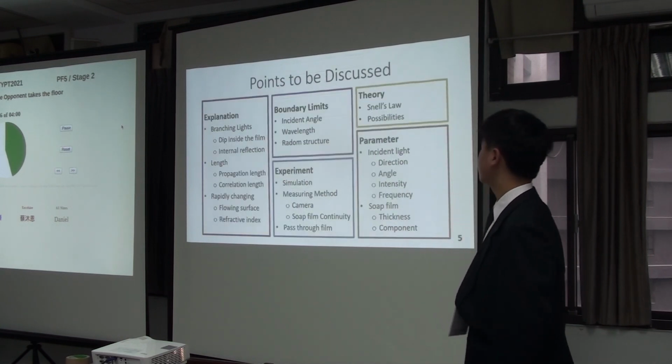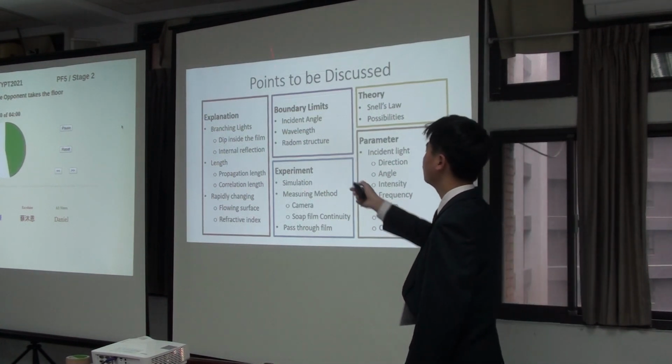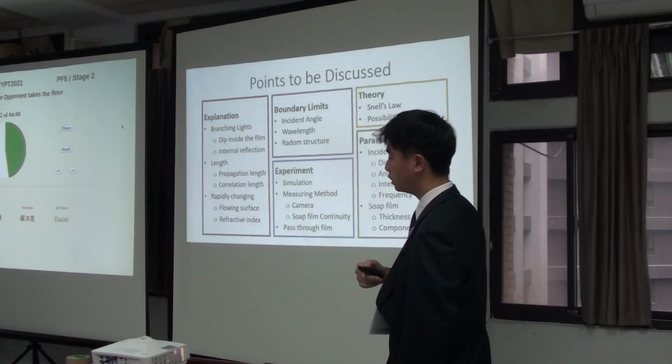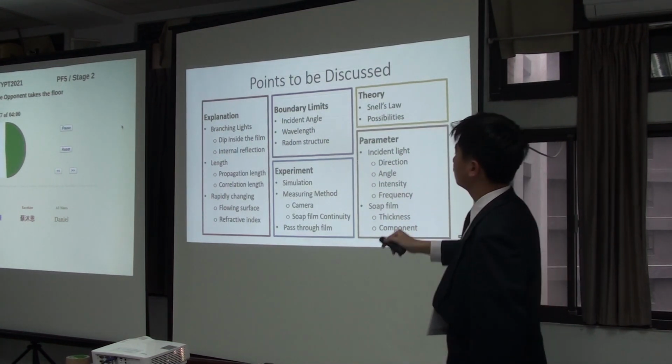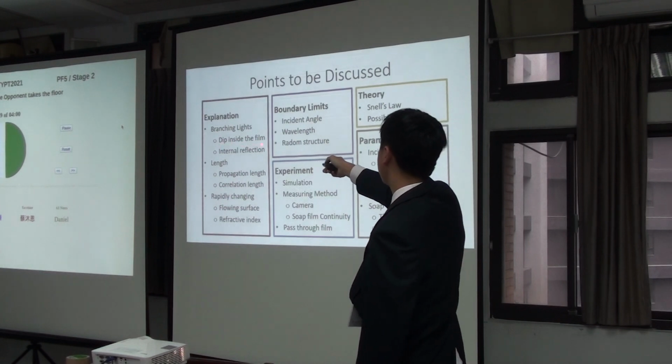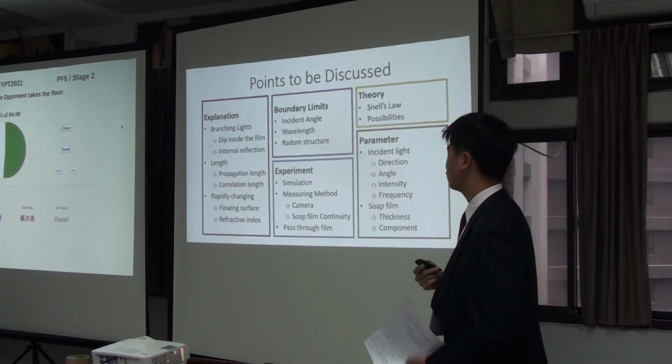And these are the points that the opponent would like to mention in the further discussion. First, about the explanation of the reason for such a phenomenon to appear. The branching light tracks are mainly caused by the dip inside the film, but the reporter mentioned that it is because of the different refractive index.